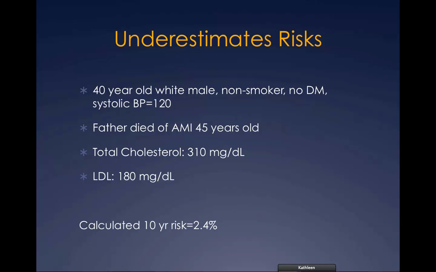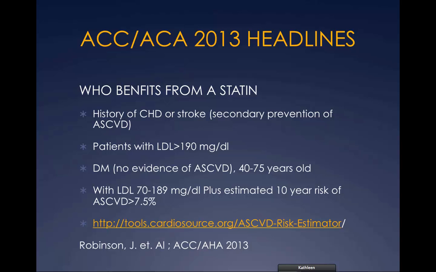So these new guidelines are not perfect. They underestimate risks. And this is an example, if you practiced prior to these guidelines coming out: you have a 40-year-old white male, non-smoker, non-diabetic. He has a systolic blood pressure of 120. His father died of an MI at 45 years old. This patient's total cholesterol is 310 and his LDL is 180. So his calculated 10-year risk, if you go online and use that link, comes up to 2.4. And we're worried about risks greater than 7.5.